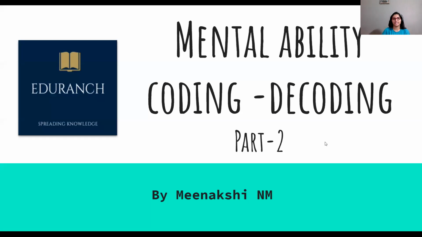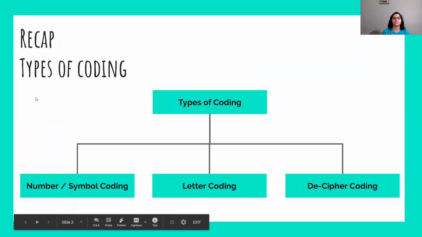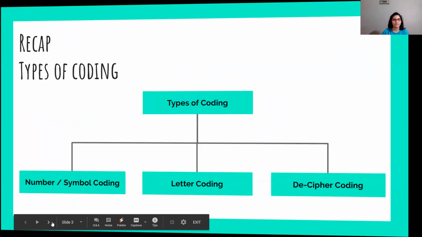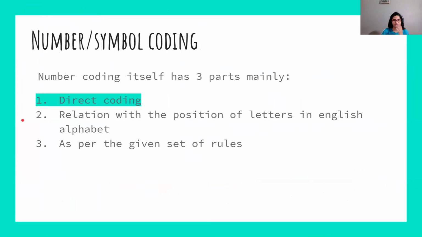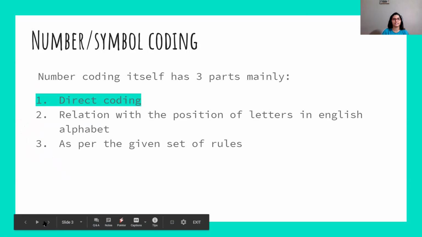Today we will be completing the latter part of number and symbol coding under coding and decoding. So we'll just have a recap of our last video, which is there are three types of coding: number or symbol coding, letter coding and decipher coding. Under number and symbol coding, we again have three parts: direct coding, relationship with the position of letters in the English alphabet, and as per the given set of rules. We finished direct coding in our last video. Today we'll be finishing the latter parts and completing number and symbol coding.